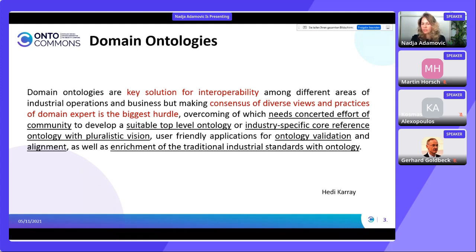Domain ontologies are a key solution for interoperability among different areas of industrial operations and business, but reaching consensus among the diverse views and practices of domain experts is the biggest hurdle. Overcoming it needs a concerted effort of the community to develop a suitable top-level ontology or industry-specific core reference ontology with a pluralistic vision, user-friendly applications for ontology validation and alignment, as well as enrichment of traditional industrial standards with ontology.